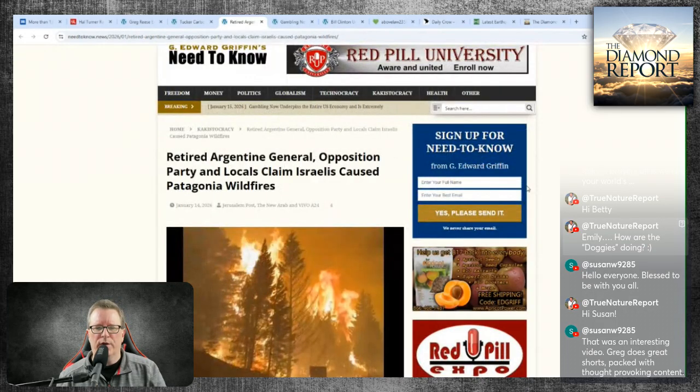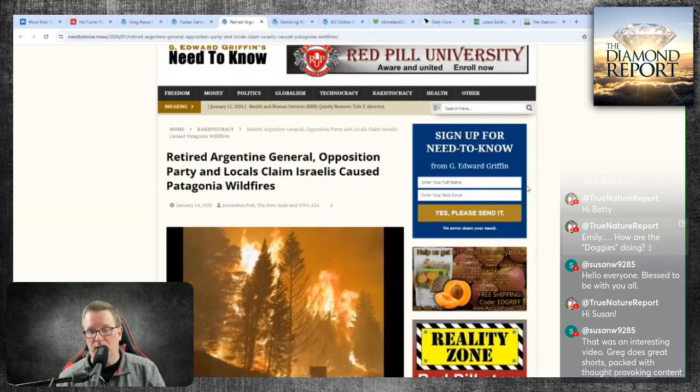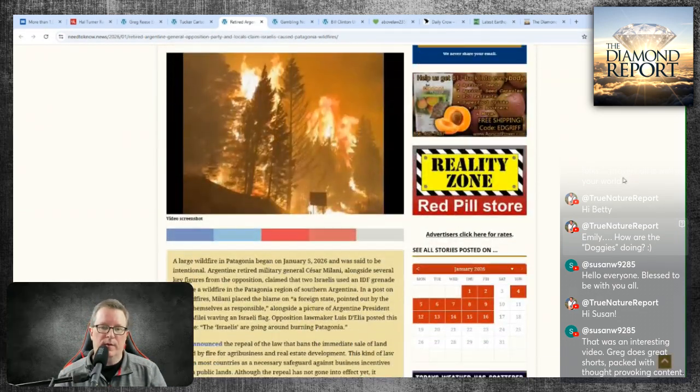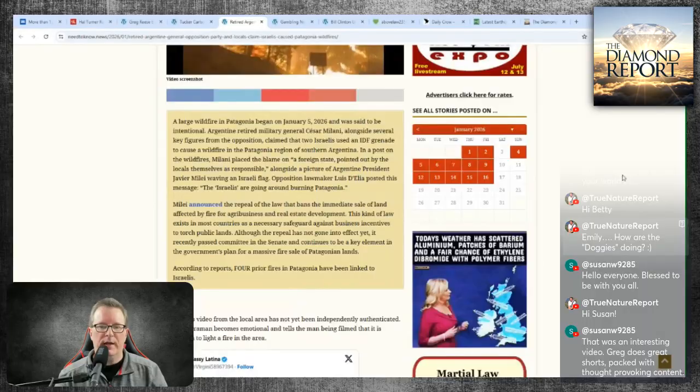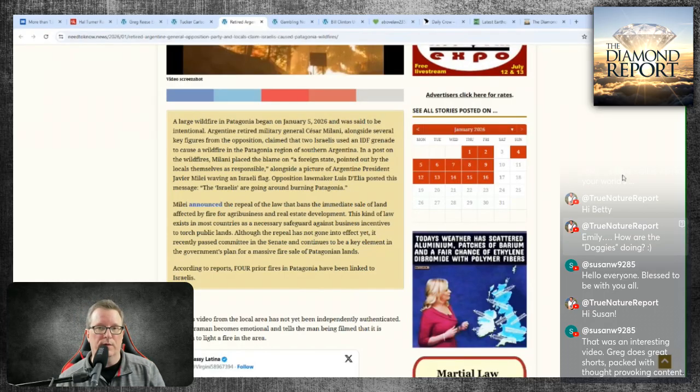Retired Argentine general, opposition party, and locals claim Israelis caused the Patagonia wildfires. And I'm sure many people have heard about these wildfires that are going on. Patagonia, if you don't know, is in South America, basically Argentina primarily. Argentina and Chile is the area we're talking about here. And obviously, lots of trees. And yes, some people are accusing Israel of being responsible for these fires. So this is what this article is about.